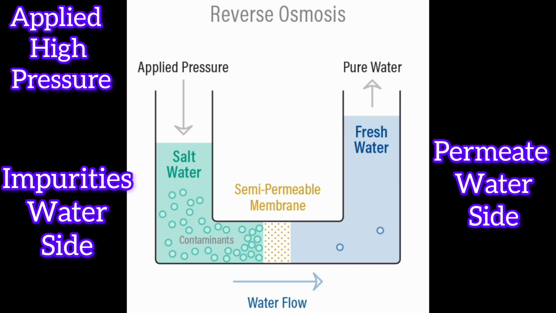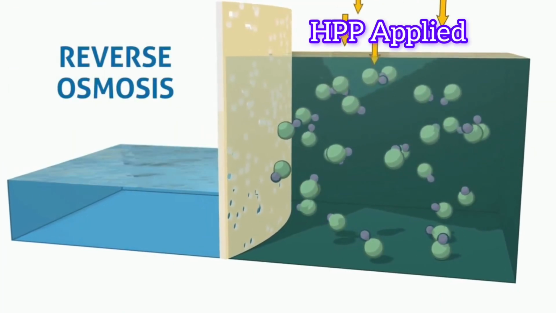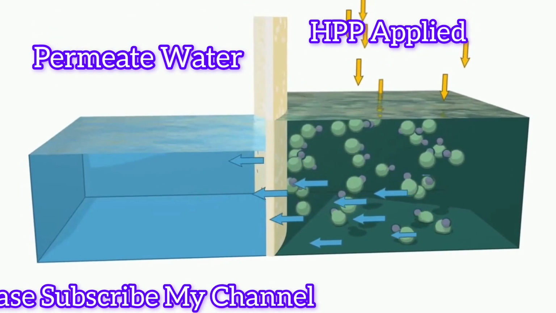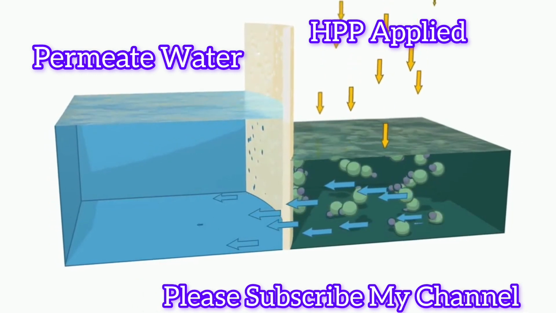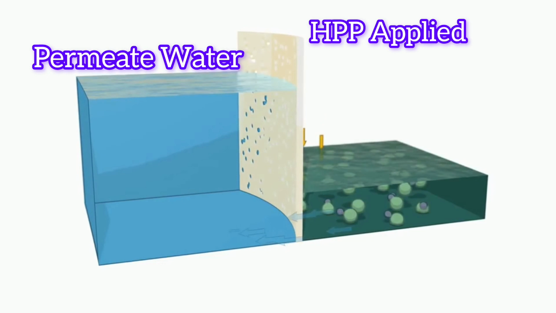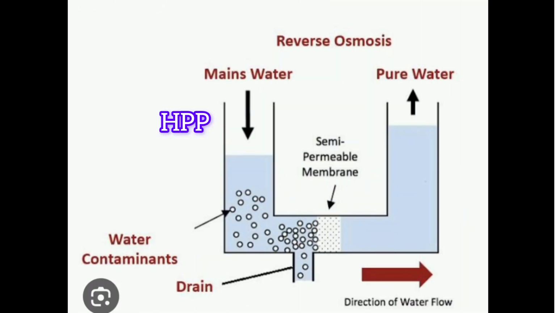So let's start the video of how reverse osmosis happens. You can see the higher concentration side, where we just applied the pressure. The water passes through the semi-permeable membrane to the permeate side, which is the pure water. When the high pressure is applied, the water passes through the semi-permeable membrane to the other portion, the permeate, the pure water, and the impurities go to the drain side, the drain point.